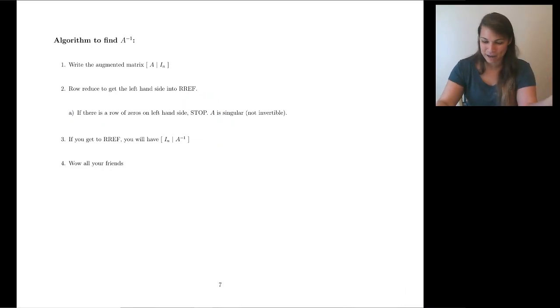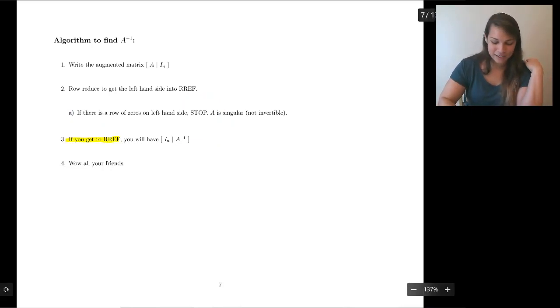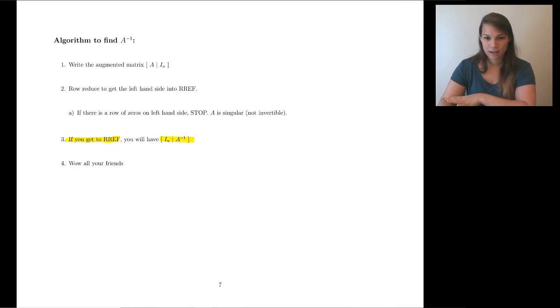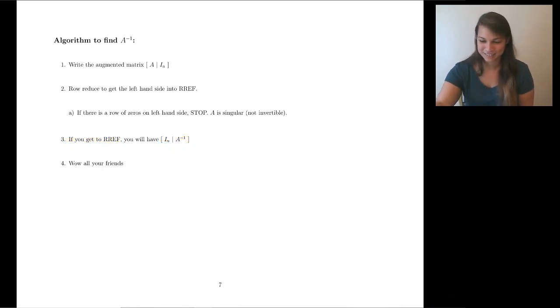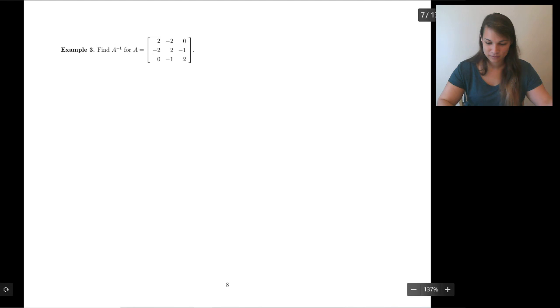Suppose you don't run into that problem. Let's say we actually get to the row reduced form. That means you should have the identity matrix on the left, A inverse on the right. You can use it to like wow your friends or something. I don't know, I felt like I needed a fourth step. Okay, so now that that's out of the way, let's take this for a run.